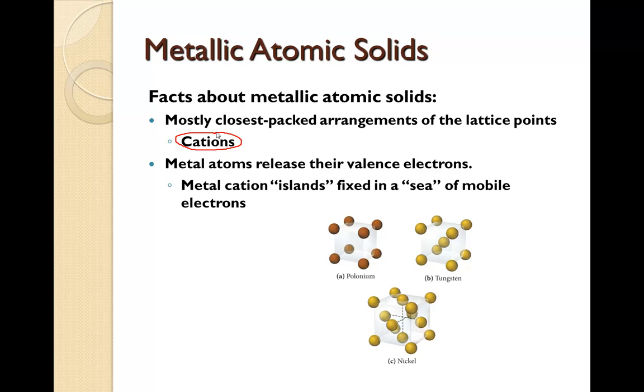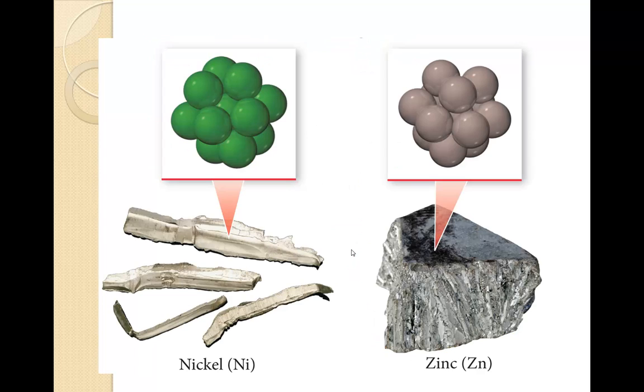Metal atoms release their valence electrons, which you may remember as the outermost electrons, with the metal cations being fixed as islands. So the cations are sitting on the lattice points, where the sea of electrons is derived by the valence electrons, the outermost electrons that have been released, and they are able to flow between the cations. Here's a couple of examples, with nickel being cubic closest packed and zinc being hexagonal closest packed.